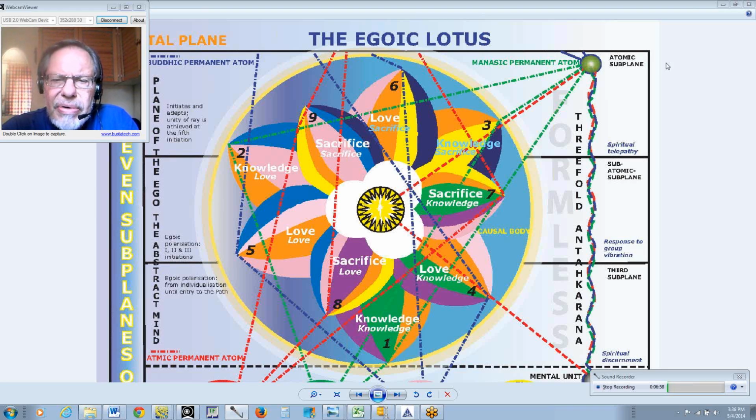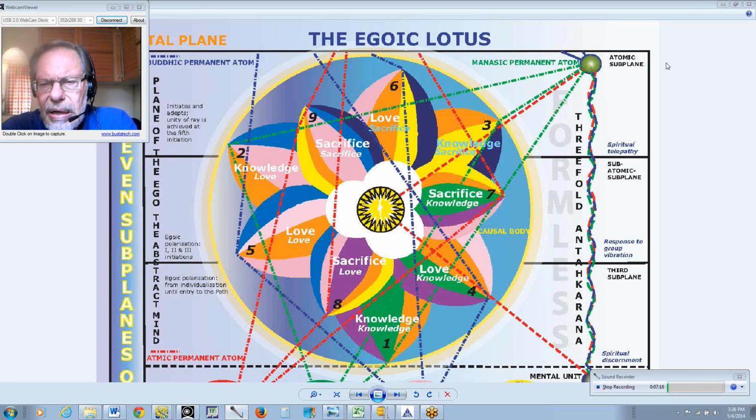There are so many secrets hidden in the Egoic Lotus. Even if we don't see it with our inner eye, we can imagine it, and we can understand something of the stages of development which occur over the many, many years.